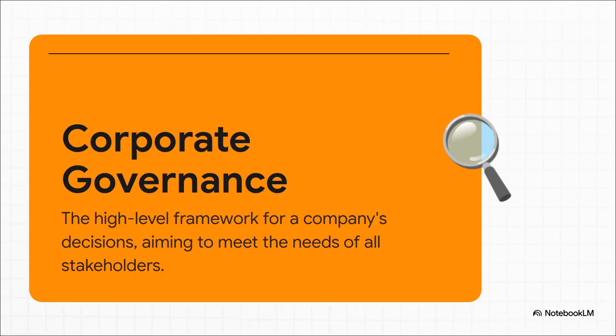What is it really? It's the internal rulebook. It's the framework that's supposed to solve that classic principal-agent problem. You've got the stakeholders, the principals, and management, the agents, and the whole point of good governance is to make sure the agents, management, are making decisions that are good for everyone in the long run, shareholders, customers, staff, you name it, and not just making decisions that line their own pockets in the short term.